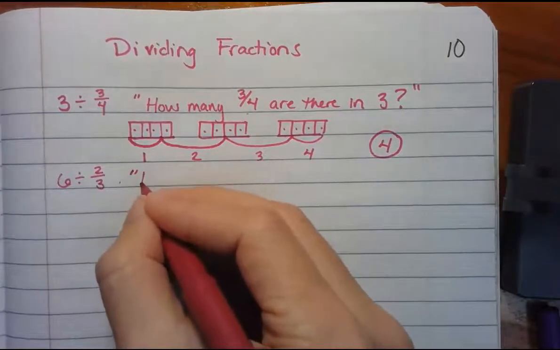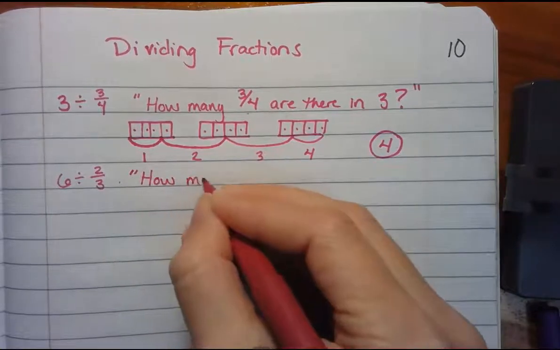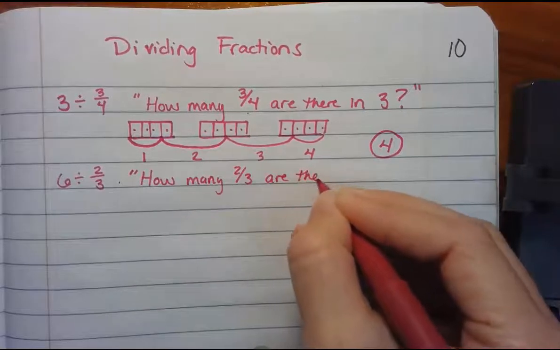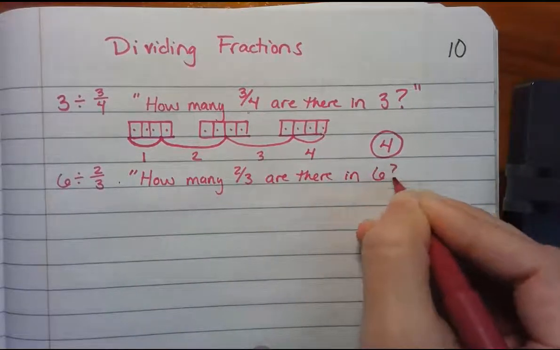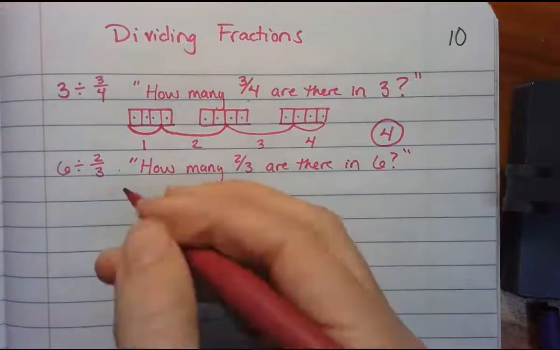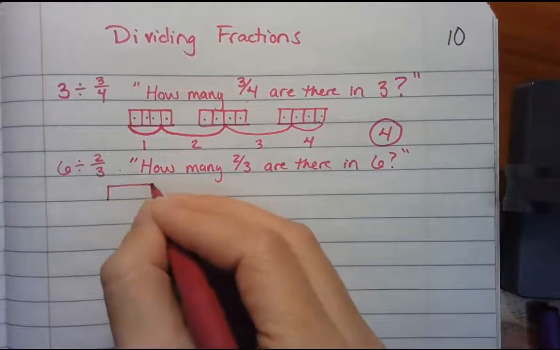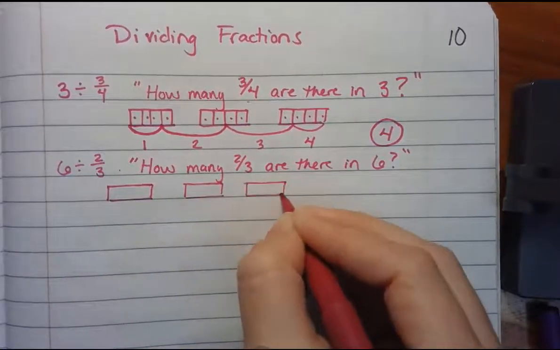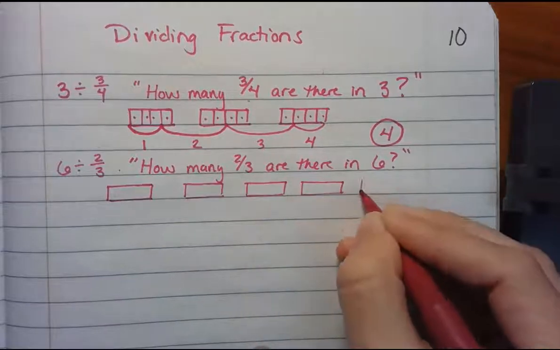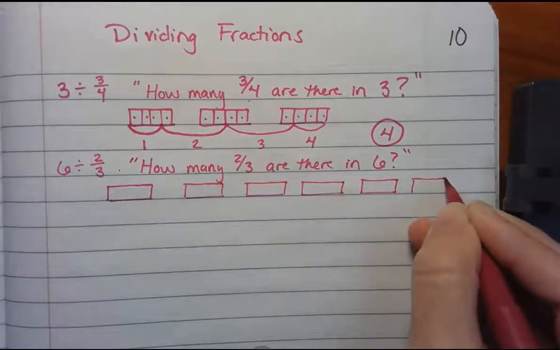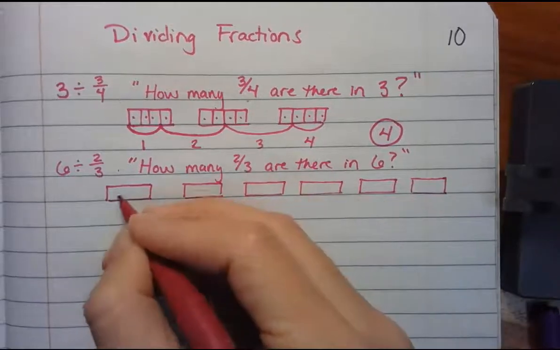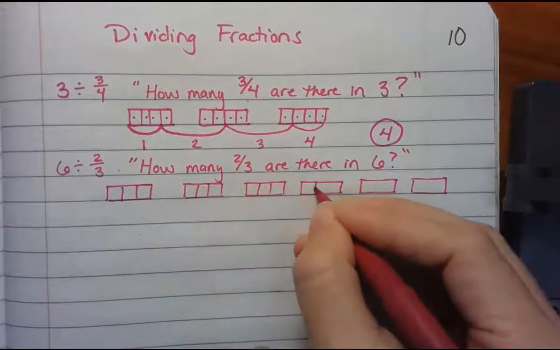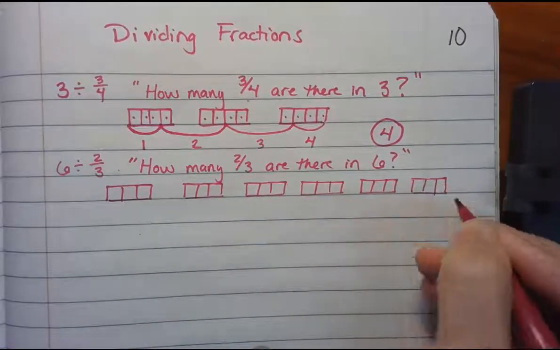So this is actually asking how many 2/3 are there in 6? And so what we would have to do is draw out 6 boxes. So 1, 2, 3, 4, 5, and 6. I'm going to cut them into thirds. So thirds, 1, 2 lines, thirds, thirds, thirds, thirds, and thirds.